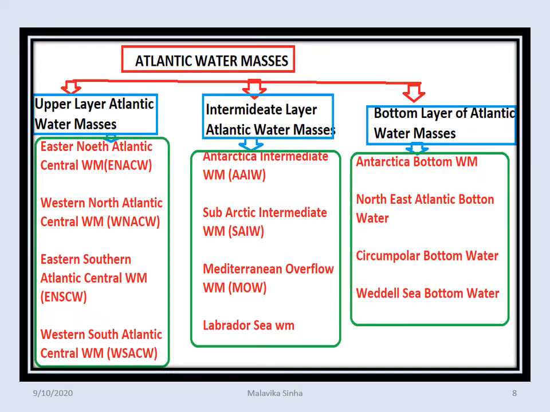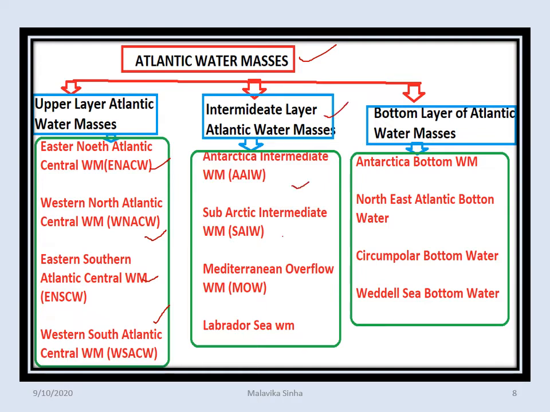Those are the water masses of the Atlantic Ocean. There are four types of upper layer water masses, which extend up to 500 meters from the surface of the ocean. Then there are the water masses from 500 to 1500 meters from the surface of the ocean. This is the intermediate water mass.